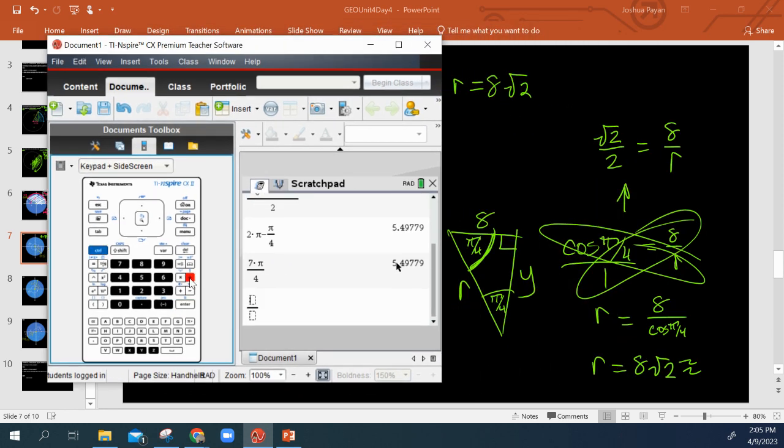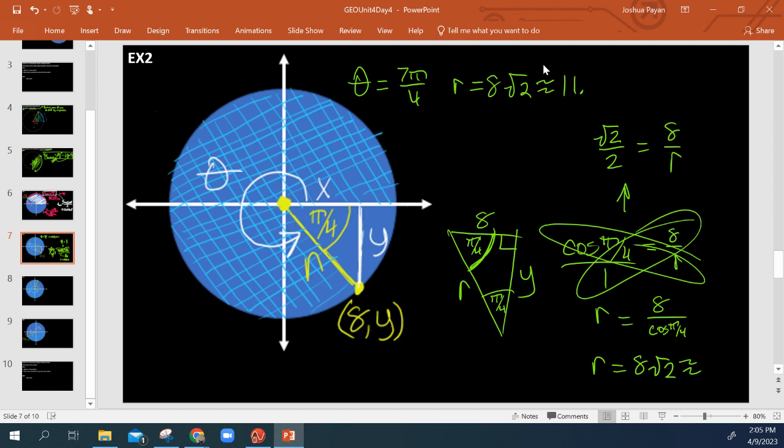So control, divide, we'll go ahead and do 8 divided by the cosine of pi over 4. There we go. And if I enter in 8 square root of 2, I get the exact same thing. So the radius is about 11.31, and we'll just call it units.